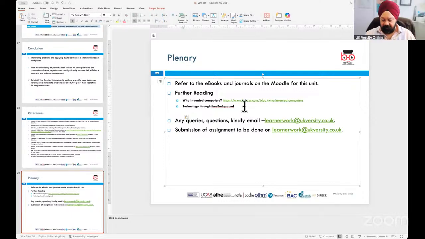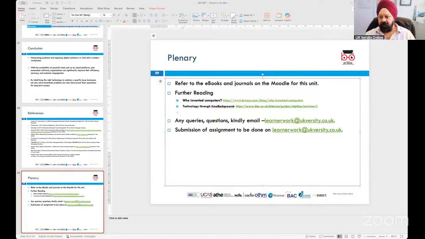No, that's absolutely fine. I think there are two such articles which I want to show you, which you can look at for additional reading. One is on the BBC Bitesize. It says Technology Through Time. This is a good article to read through, which will be useful for understanding how things have evolved in the field of technology.